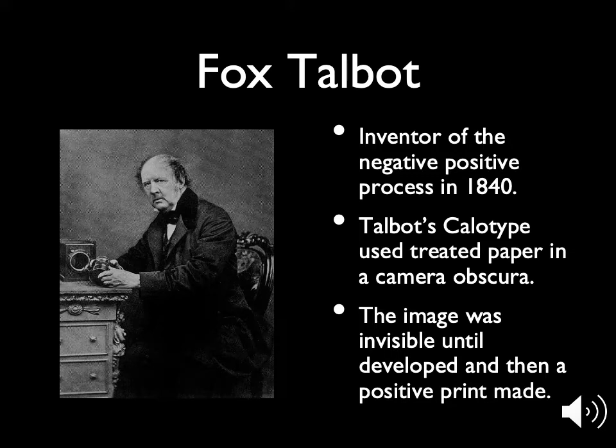So he had used what's called a calotype. It's a treated paper, so a chemical was coated onto a paper, and that was the first negative he used. He put it on the opposite side of the camera obscura, the light shone on it, and it created a negative. Now the image was invisible until it was developed with chemicals. And then that positive print was made from that negative.